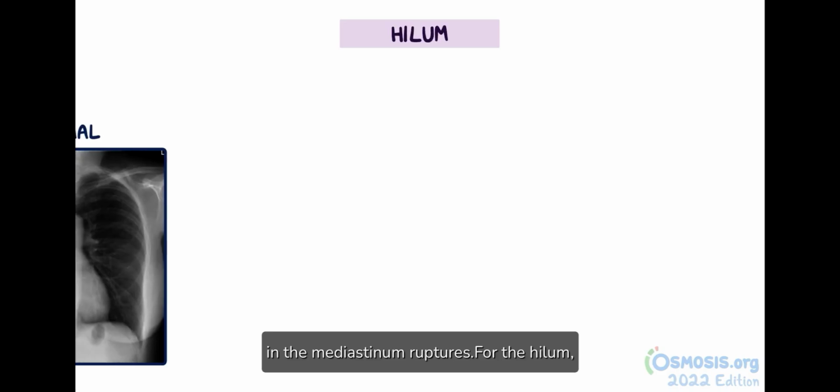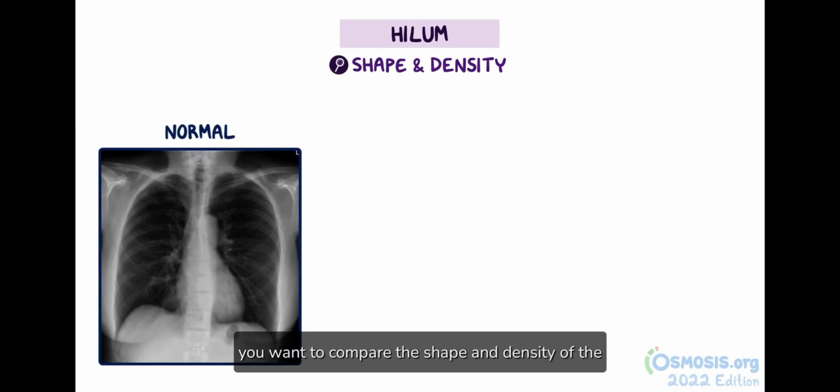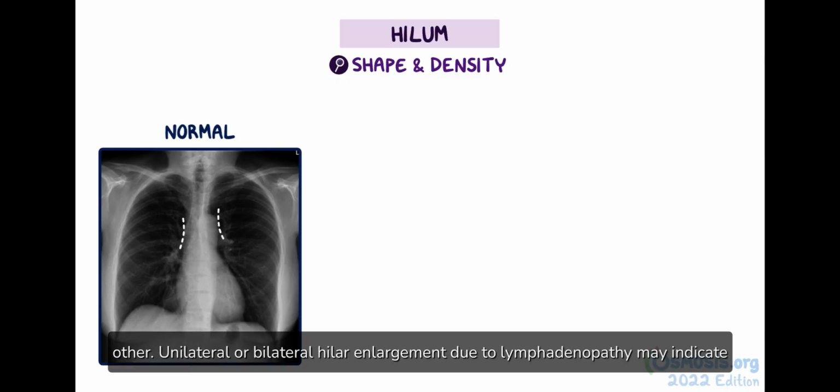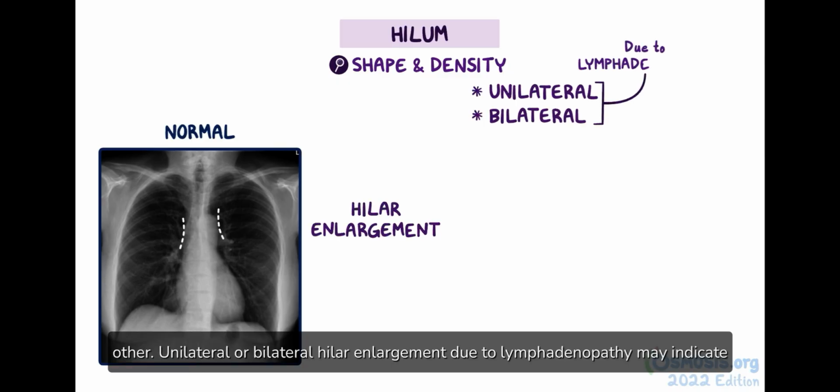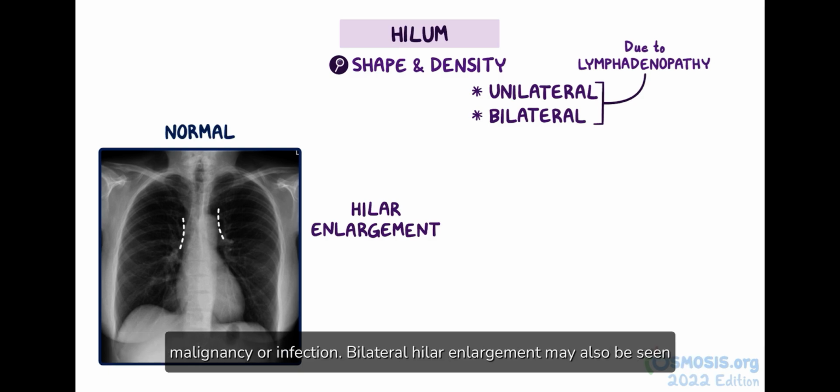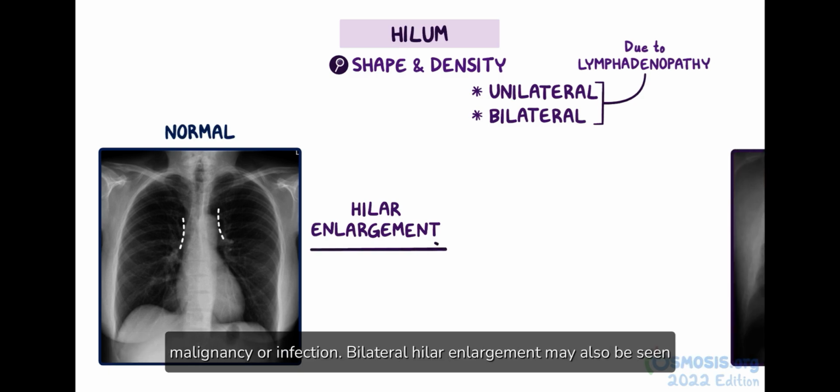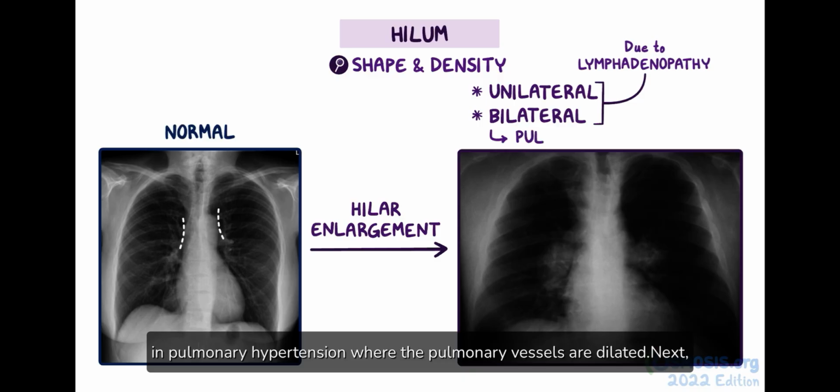For the hilum, you want to compare the shape and density of the hila. They should be concave and look similar to each other. Unilateral or bilateral hilar enlargement due to lymphadenopathy may indicate malignancy or infection. Bilateral hilar enlargement may also be seen in pulmonary hypertension, where the pulmonary vessels are dilated.